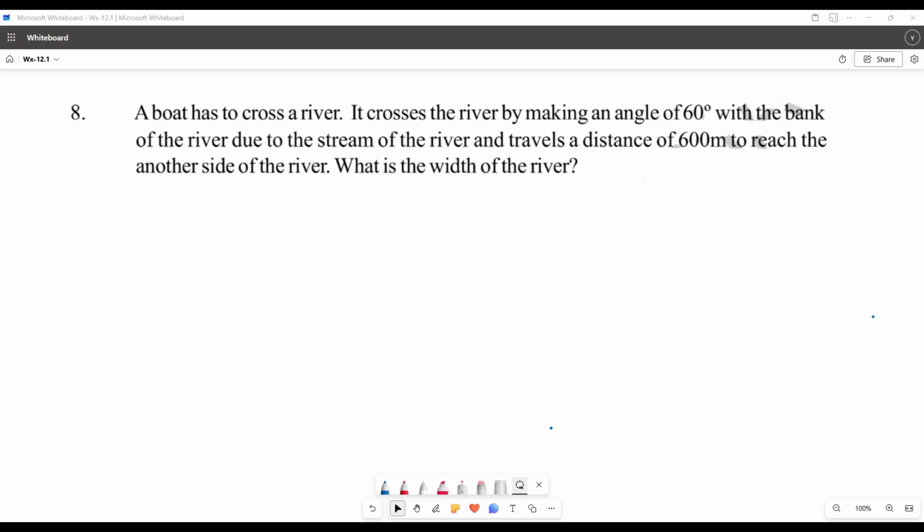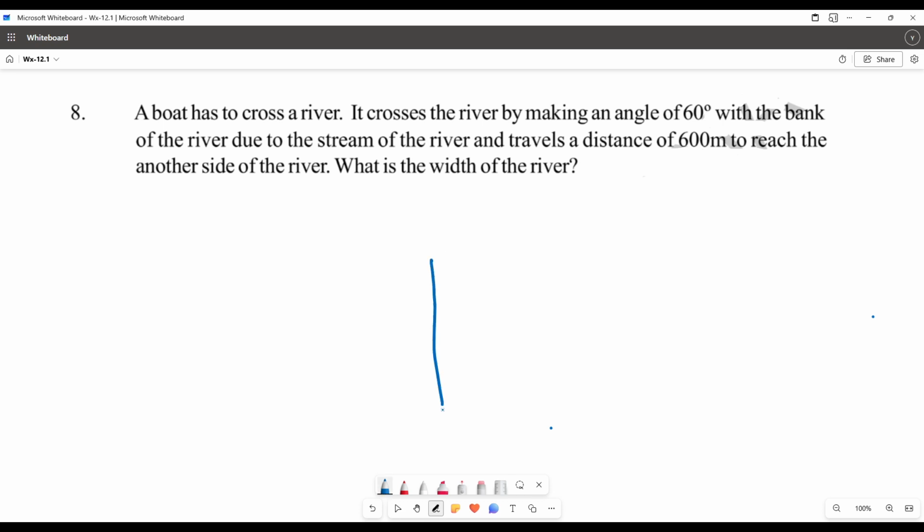Today we have the 8th question of exercise 12.1. So it says, a boat has to cross a river. It crosses the river by making an angle of 60 degrees with the bank of the river, due to the stream of the river, and travels a distance of 600 meters to reach the other side of the river. What is the width of the river?